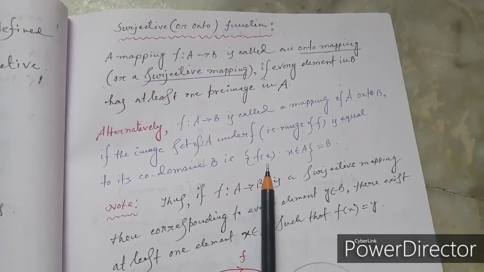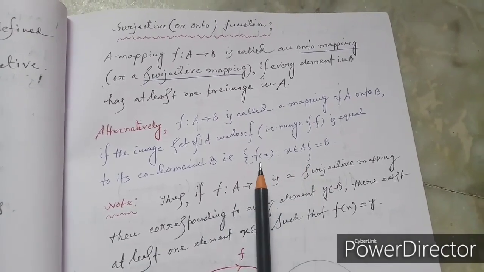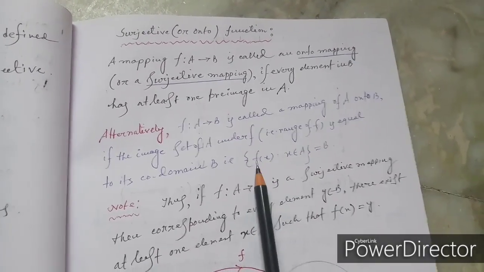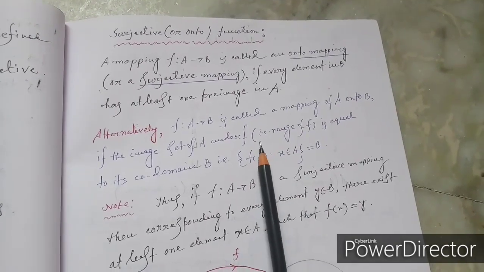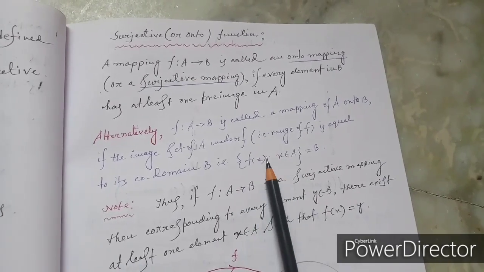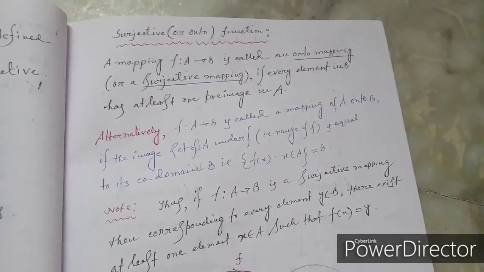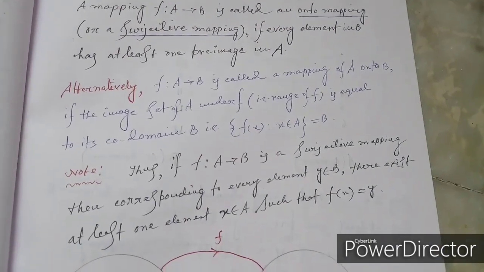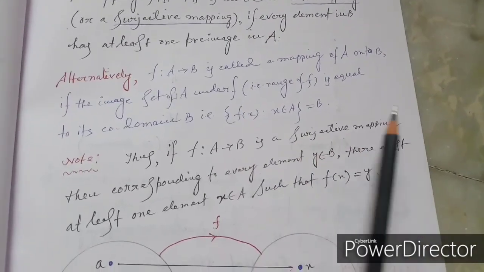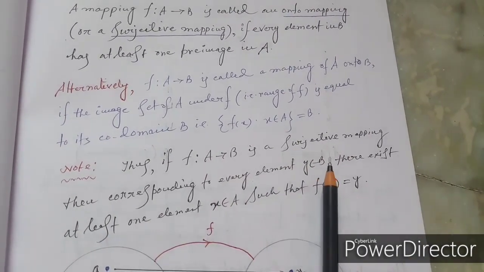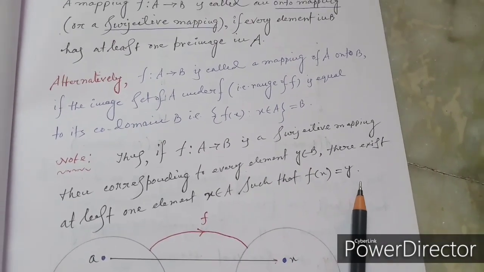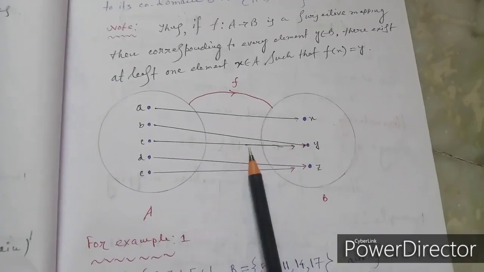That means this one, f(x) such that x belongs to A, this means the image set of f, got it, is equal to B. So if in a mapping the image set or range set is equal to the codomain, then the mapping is also called a surjective mapping. Got it? So now note, thus if f from A to B is a surjective mapping, then corresponding to every element y belonging to B, there exists at least one element x belonging to A such that f(x) equals y holds. Got it?